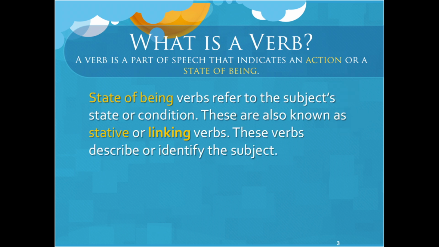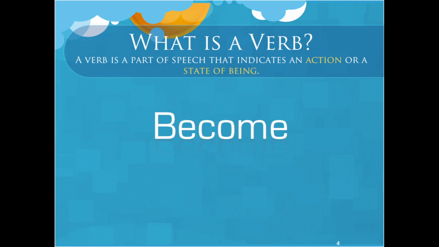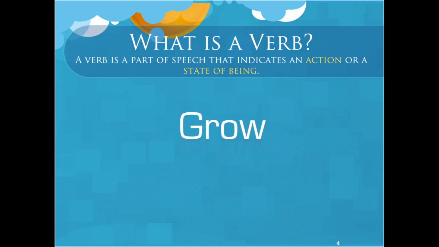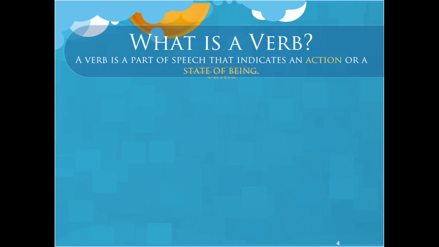State of being verbs are also called linking verbs. These verbs refer to the subject, state, or condition. They're also known as stative verbs. These verbs describe or identify the subject. Yes, Gail, and some examples of these linking verbs include appear, be, become, feel, grow, look, remain, seem, smell, sound, stay, and taste. But there are many more state of being verbs than just mentioned by Betsy.